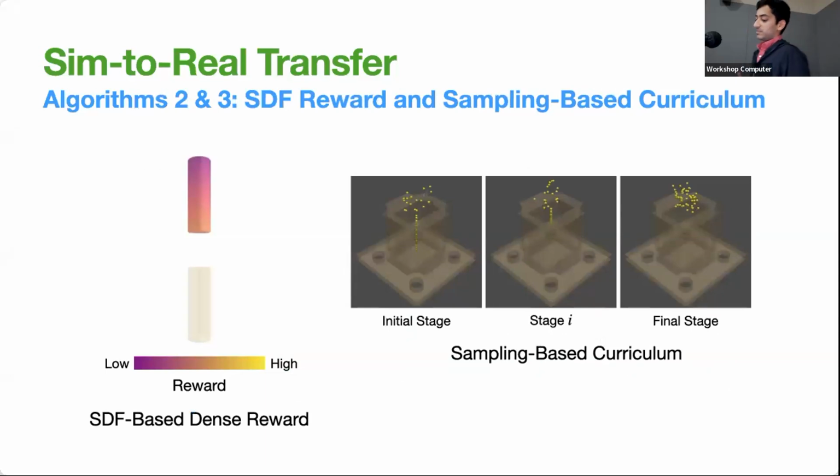I'll also briefly mention two additional algorithms for simulation-based training that we developed. The first is the SDF-based dense reward. This method uses SDFs described earlier to compute how aligned or misaligned an object is with its target pose.